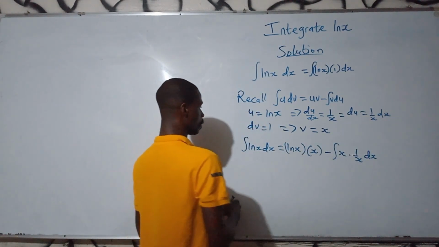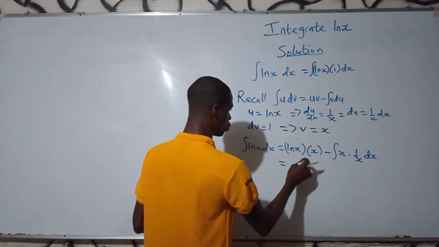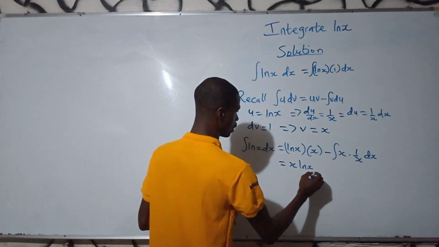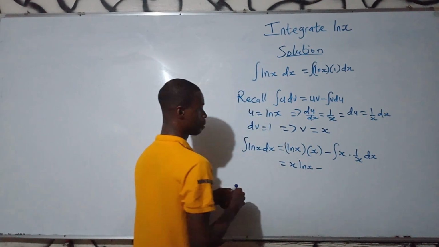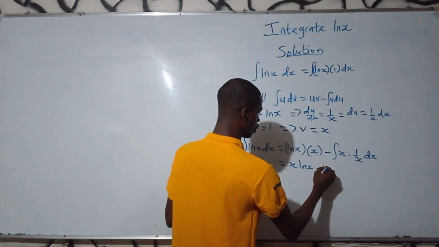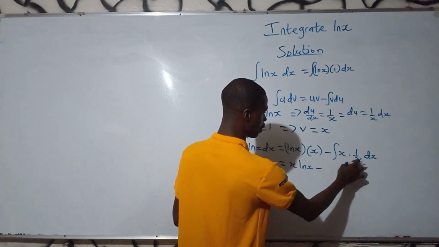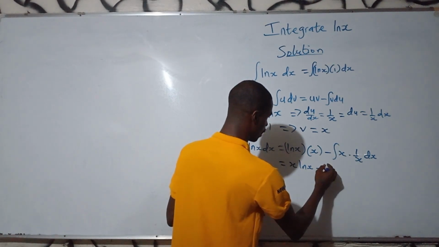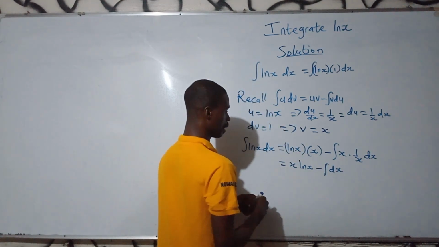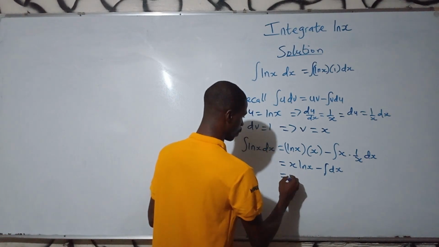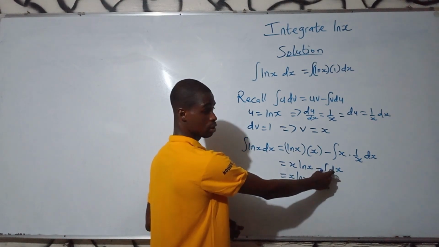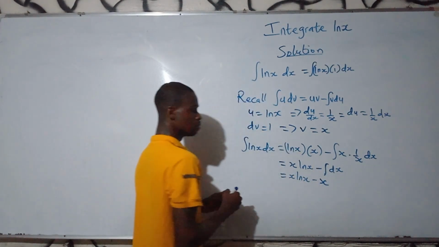So now, let's continue. This is equals to, we can also rewrite this as x ln x minus. You get that now? So this x, we cancel this x. You understand? So we have the integral of dx. Do you get that now? Which is equals to x ln x minus, and the integral of dx is also the same as x. Do you get that now?